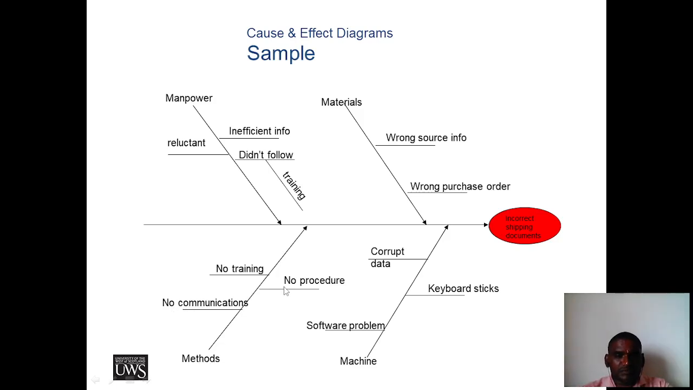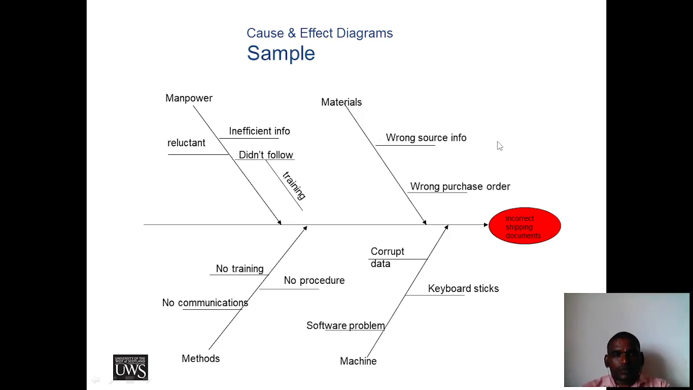procedure. If there is no procedure, there may be some problems, and also machines. Some of the problems are corrupted data, software problems from the machine side, and keyboard sticks. So these are some of the problems. These problems lead to the big effect: incorrectly saved documents. So this is called a cause and effect diagram.